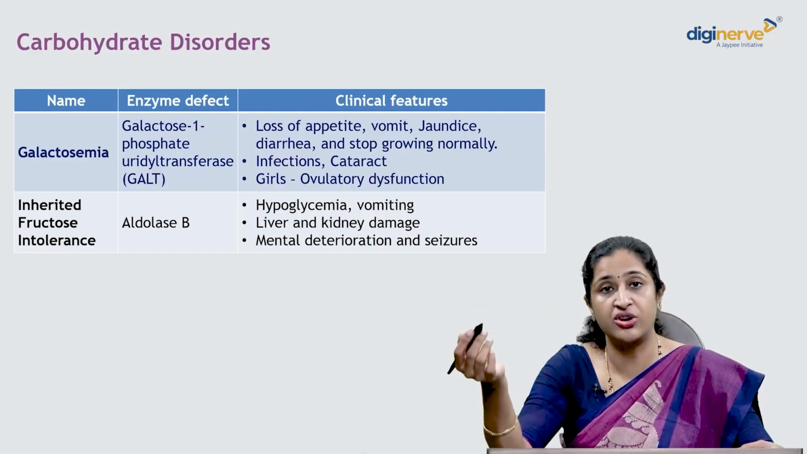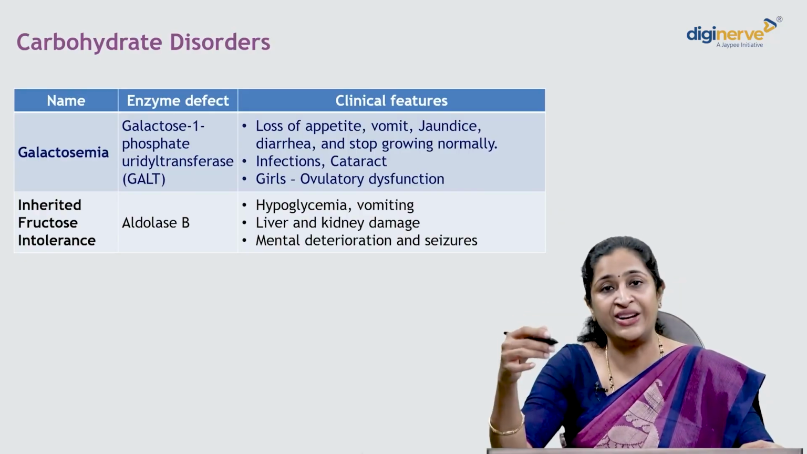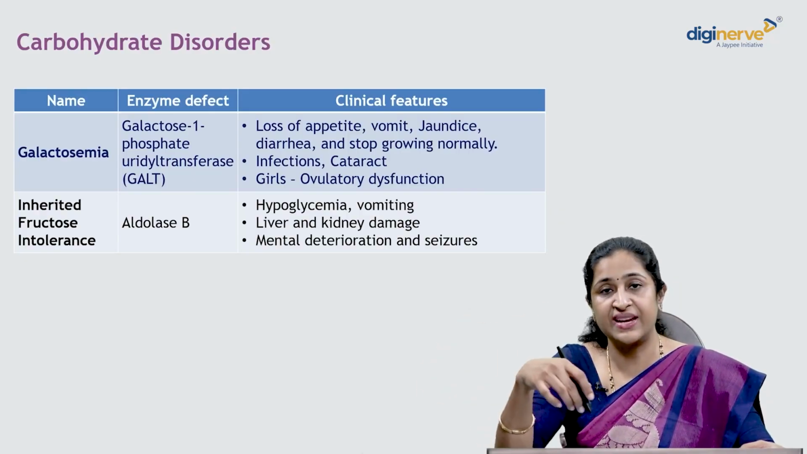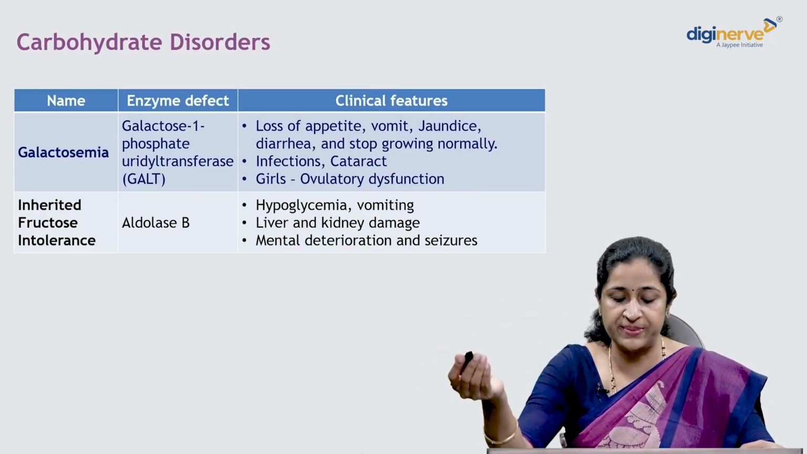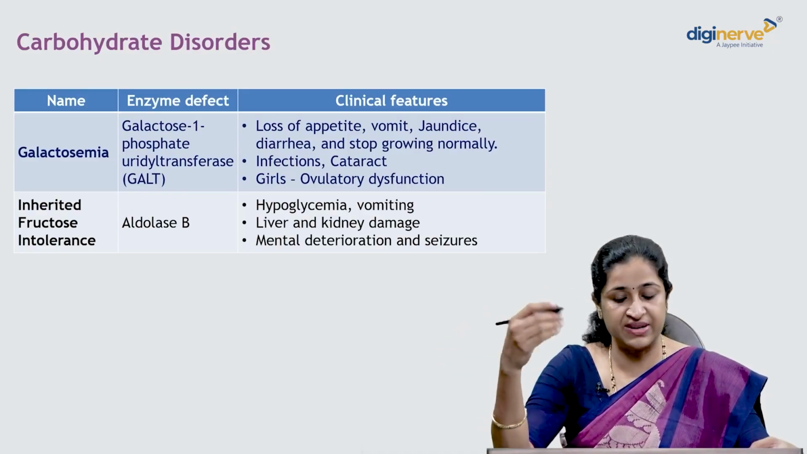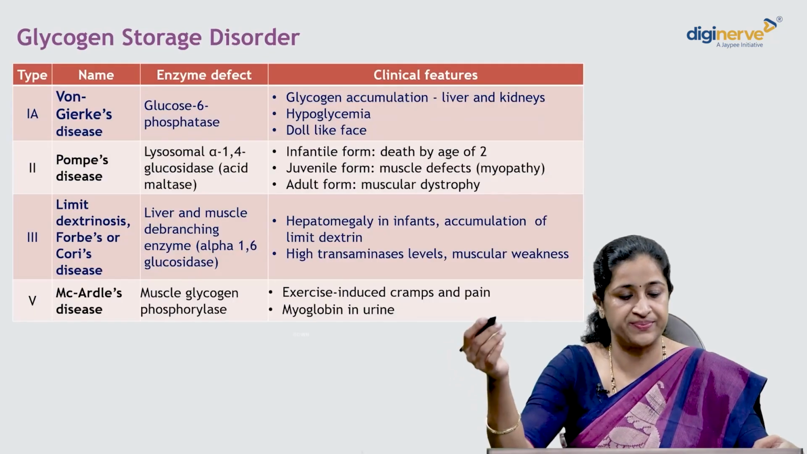Inherited fructose intolerance is caused by deficiency of the aldolase B enzyme. Here again you will have hypoglycemia, vomiting, liver and kidney damage, mental deterioration and seizures.